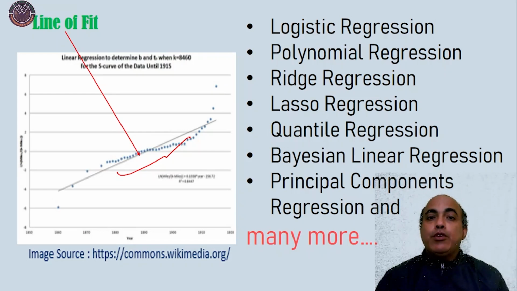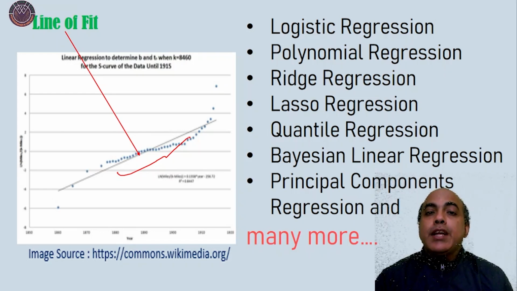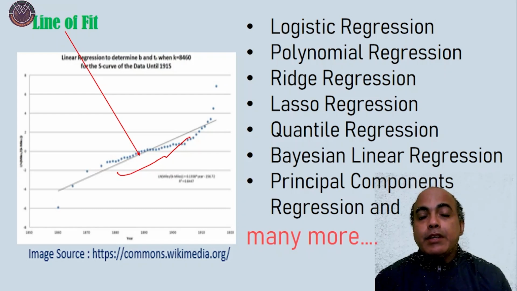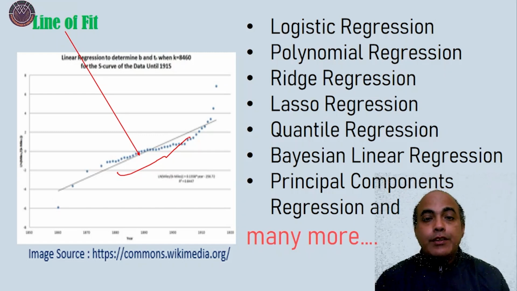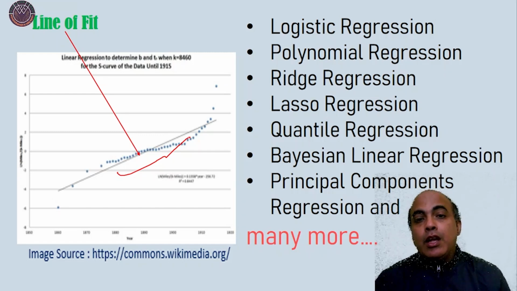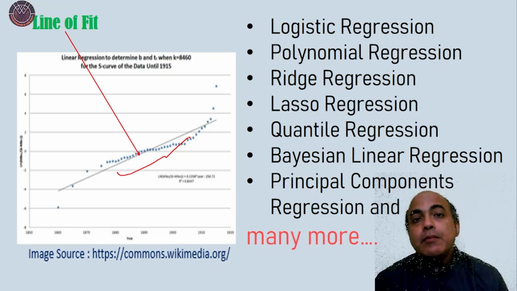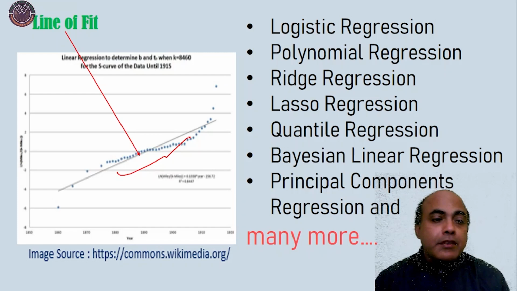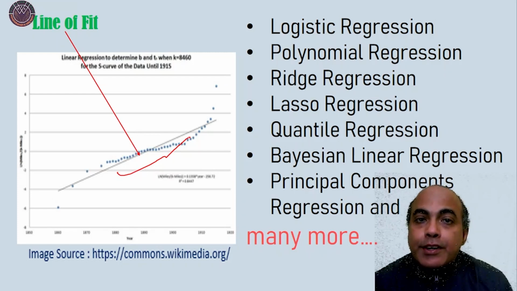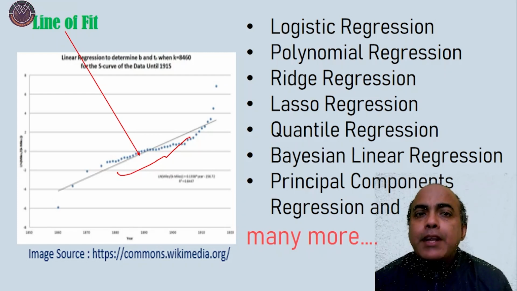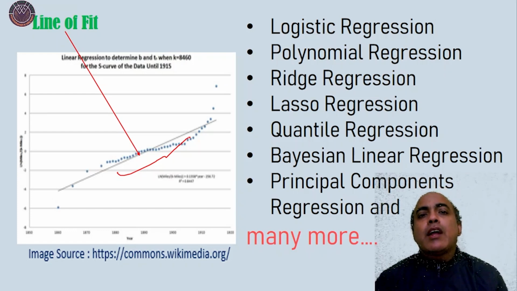This particular video will be talking about simple linear regression involving one independent variable. In the next video, we will be talking about linear regression using more than one independent variable. There are different other types of regression also. You can see the list. There is logistic regression, polynomial regression, ridge regression, lasso regression, quantile regression, Bayesian linear regression model, and similarly principal component regression, and there are many other regression models also.